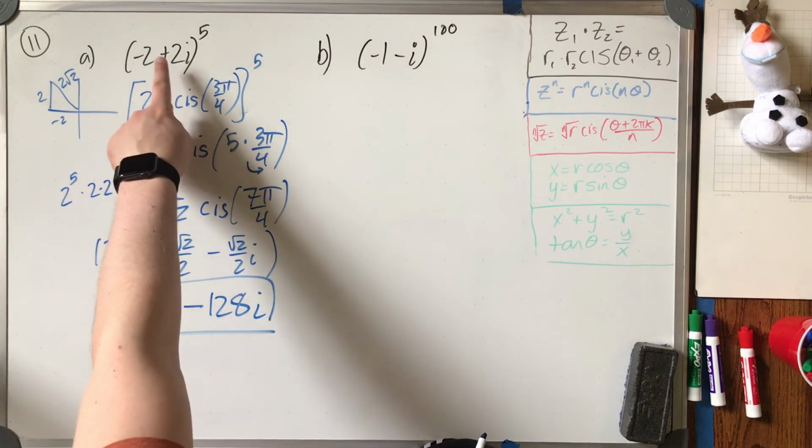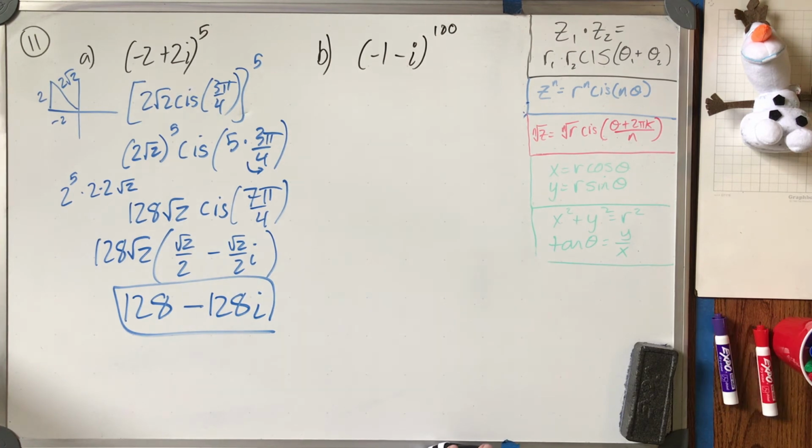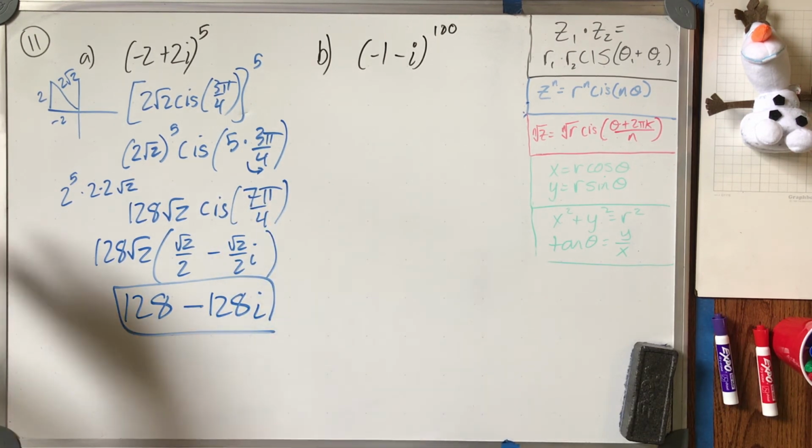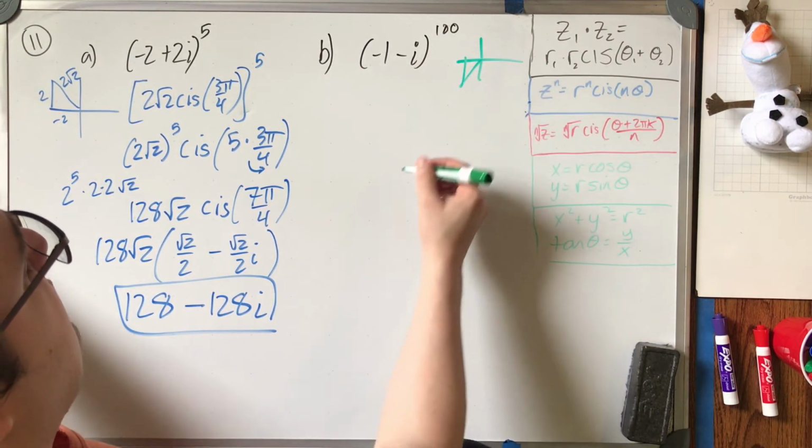Now, if we were to have done this the long way, which would be to actually FOIL this out 5 times, that would have taken us 9 years. Speaking of taking 9 years, for b, we're being raised to the 100th power, so this would actually take you 9 years to do, probably. I'll just do a quick sketch so I can figure out what's going on with it.